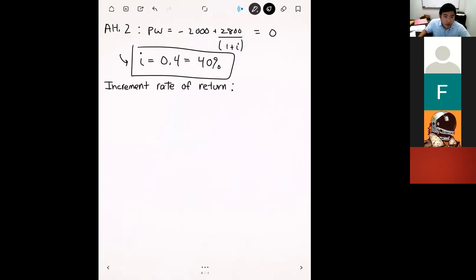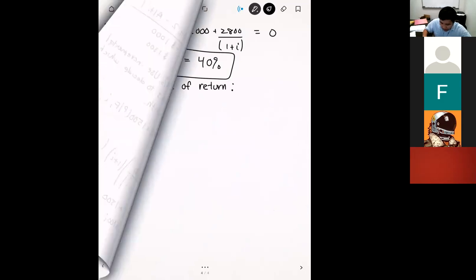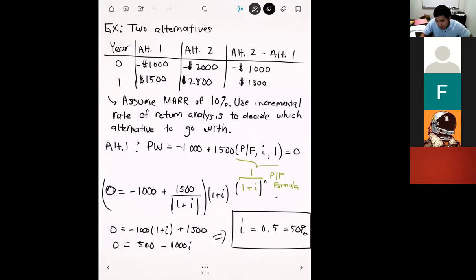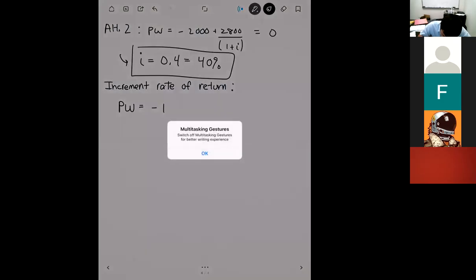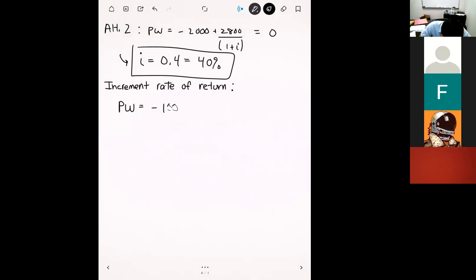All right, and so for the incremental rate of return, we have an initial cost. If we go back to our table, you can see our initial cost for the increment is $1,000. And then our return on the increment is 1,300. And so we have a minus 1,000 plus 1,300.